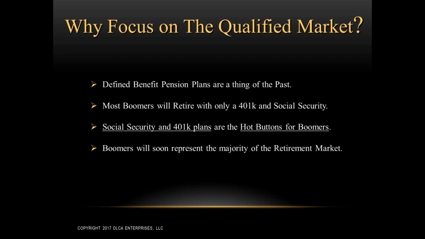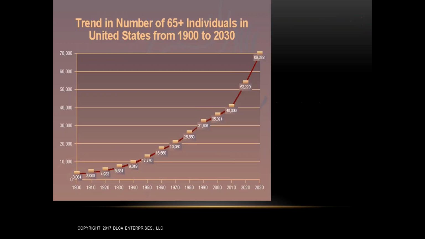So boomers today are going to retire pretty much with their 401ks, or it could be an IRA or a SEP or 403b, and Social Security. So Social Security and 401k plans have really become the hot buttons for the boomers. And boomers will soon represent the majority of the retirement market. So get back again, what is the answer to that question? Why focus on the qualified market? It's because that's where the retirement market is growing.